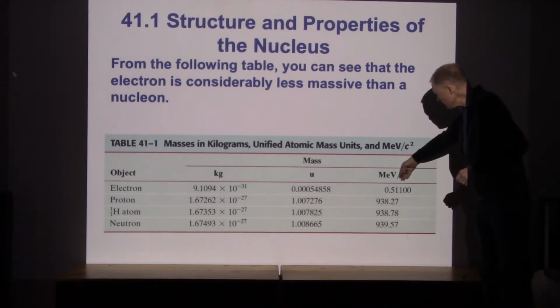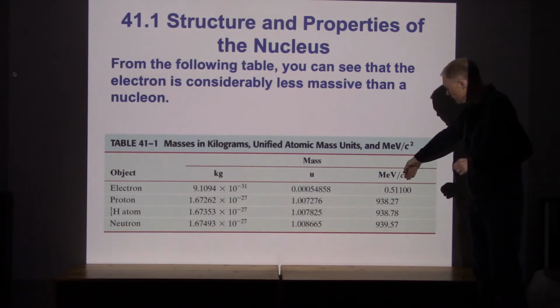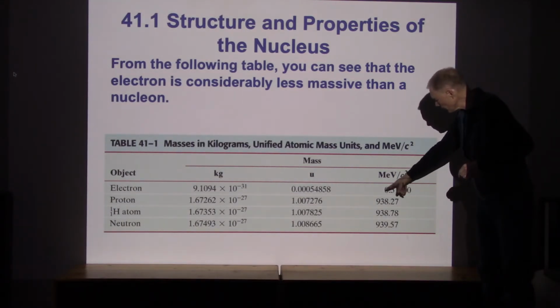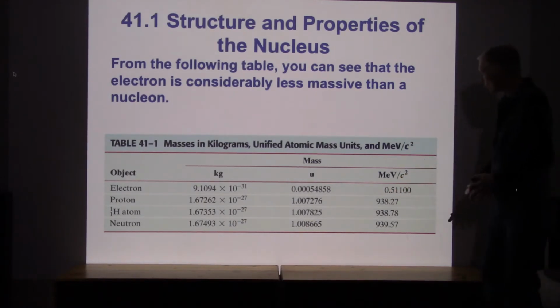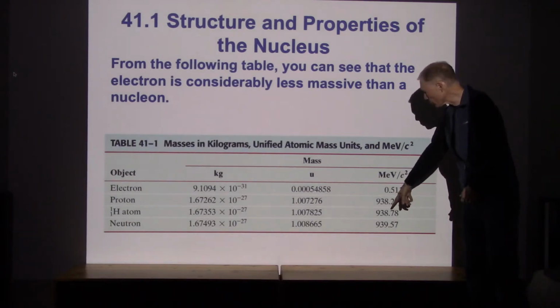So here is the MeV, and we've been working from these, 0.511 MeV for an electron. Here are the MeV values for protons and neutrons. So 938.3, 939.6.